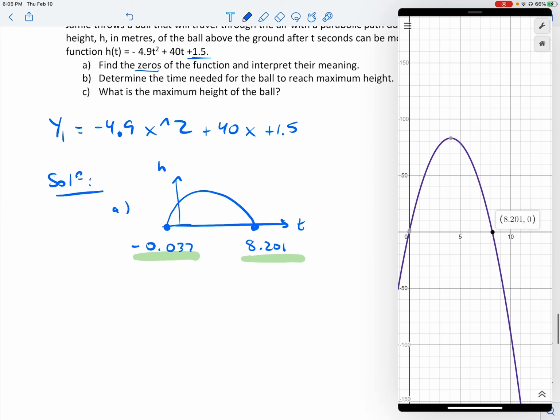It also says interpret their meaning. So this makes sense. At t equal to 8.201 seconds, the ball lands on the ground. That means the height would be 0 at that point.